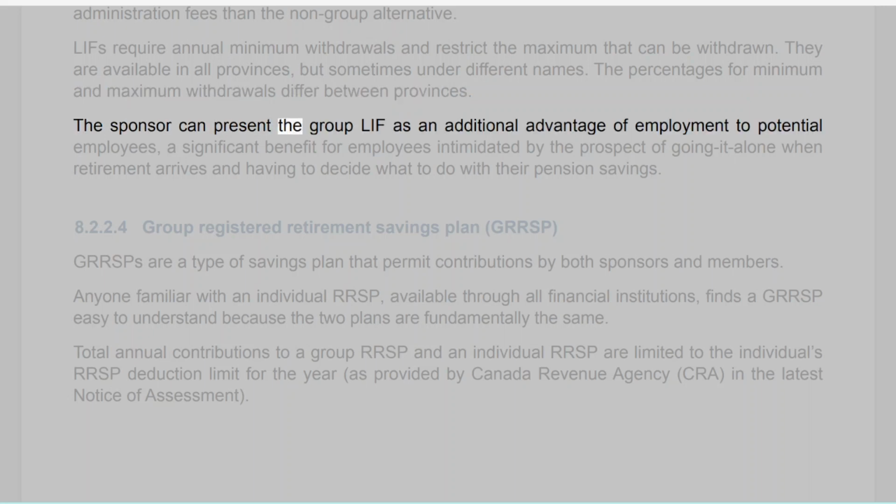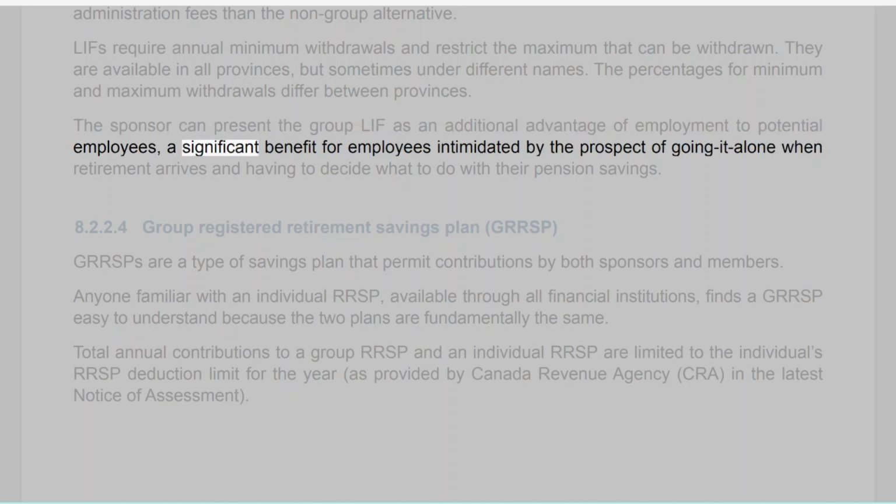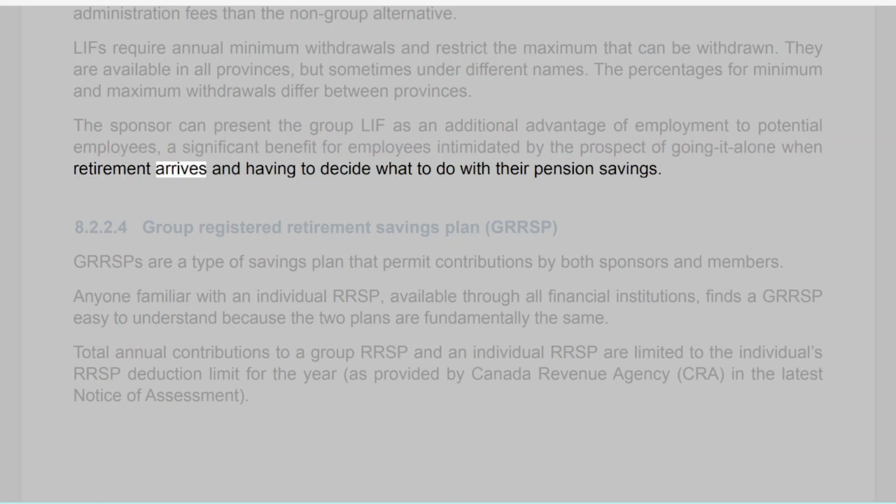The percentages for minimum and maximum withdrawals differ between provinces. The sponsor can present the group LIF as an additional advantage of employment to potential employees, a significant benefit for employees intimidated by the prospect of going it alone when retirement arrives and having to decide what to do with their pension savings.